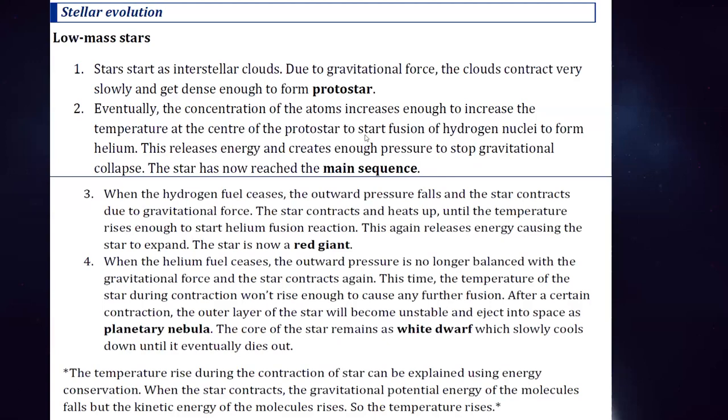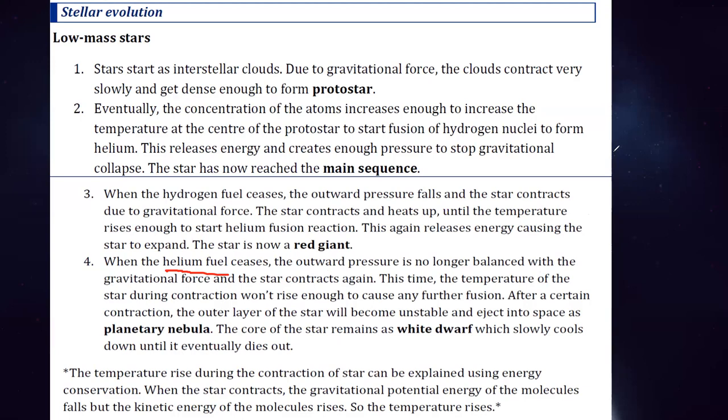Then what will happen when the helium fusion ceases? The outward pressure is no longer balanced with the gravitational force. And this time the temperature of the star during contraction won't rise too much or cause too much fusion. Because to do hydrogen fusion, we need a relatively low temperature. To do helium fusion, we need a high temperature.